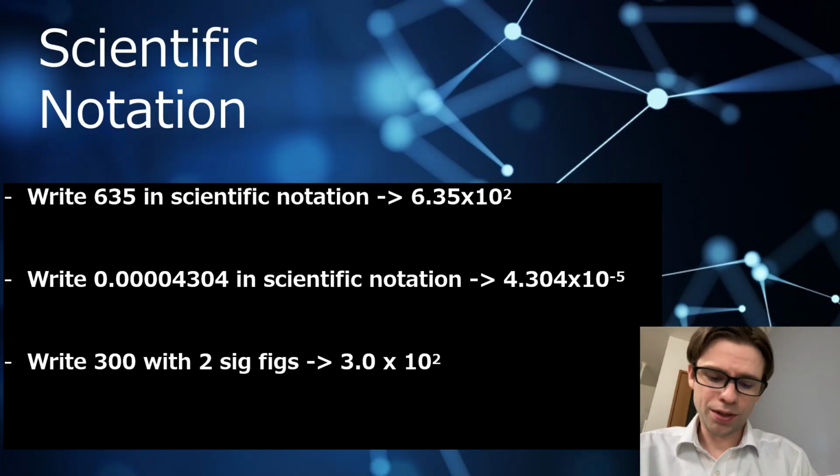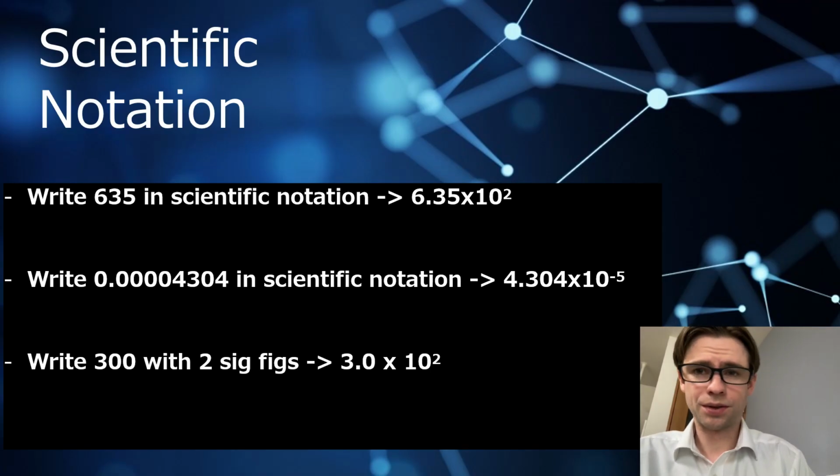And then if you want to go backwards, the 10 to the power of 2 says you'll move the decimal 2 digits to the right. If you do that, you'll get back to 635.